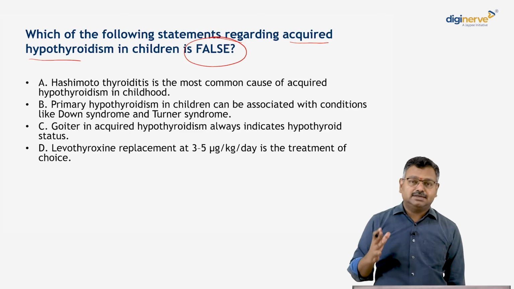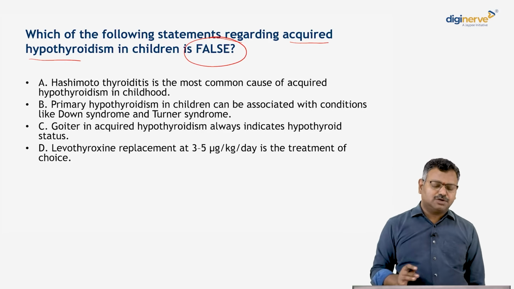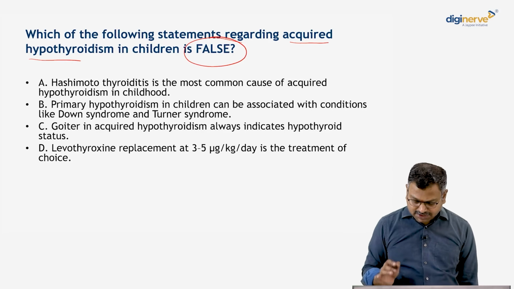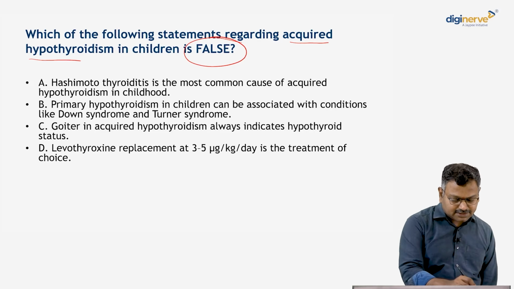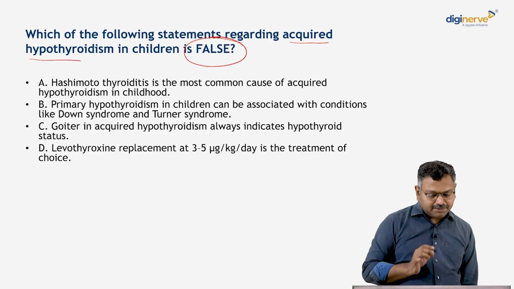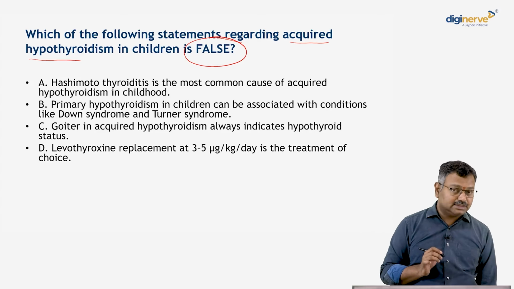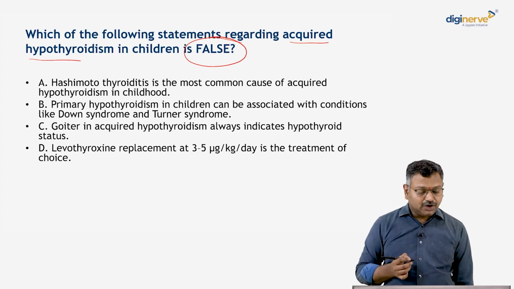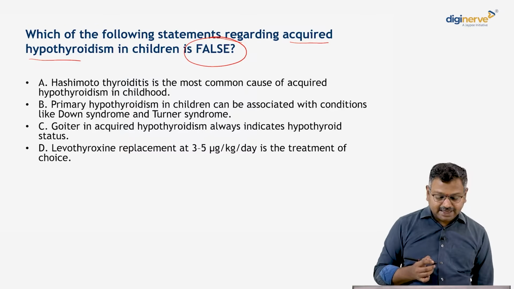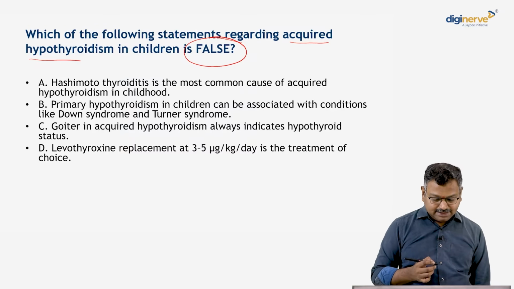So remember, acquired hypothyroidism, most common cause is Hashimoto's. So Hashimoto's is the most common cause, so that is correct. So this is true. Primary hypothyroidism in children is associated with conditions like Down and Turner syndrome. Yes, it is associated.